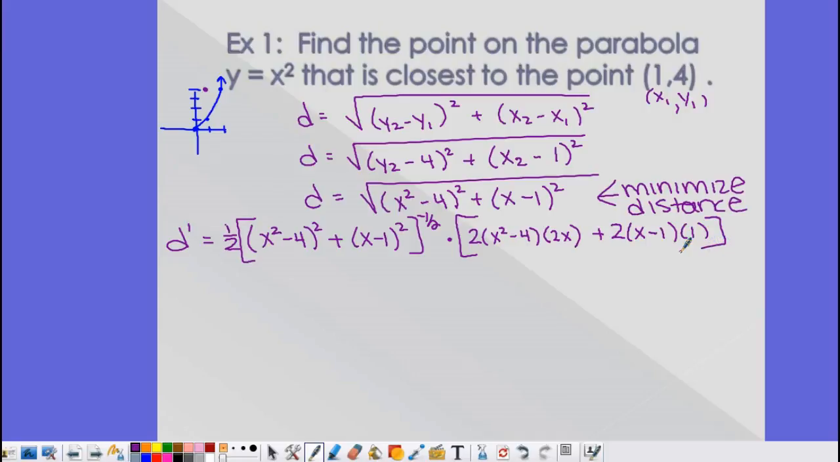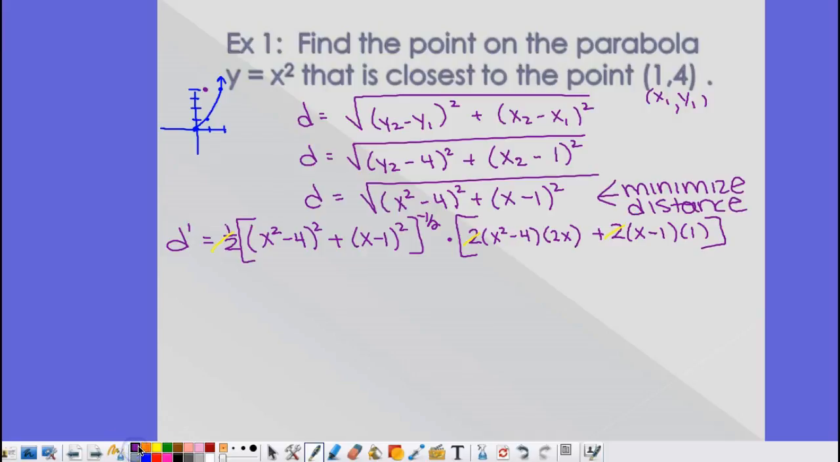What do you notice about this problem and that problem? They both have a 2, and I have a 1/2. So I could GCF out my 2, and I could multiply it by the half, and they're going to cancel. So that at least cleans it up a little bit.